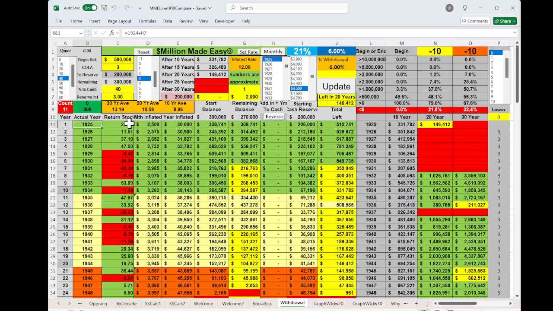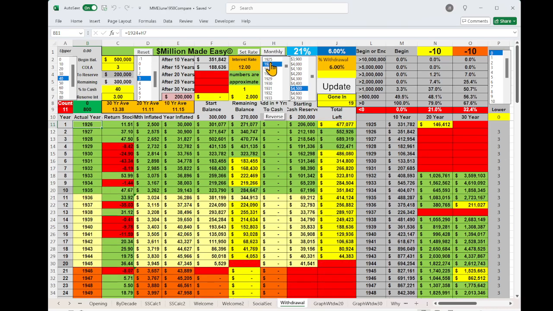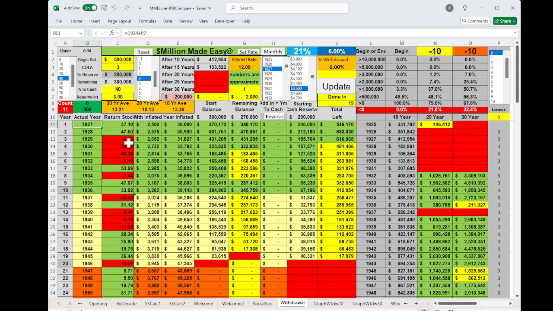Again, sequence of returns risk simply means when do these negative years, which are inevitable, first hit you? If they hit you early in retirement, they can really be devastating. And what we see right here, using 1925 numbers, you're out of money and you've got $146,000 left after 20 years. These are 1926 numbers. Now you're out of money in 19 years. Again, that was way back during the Depression years.